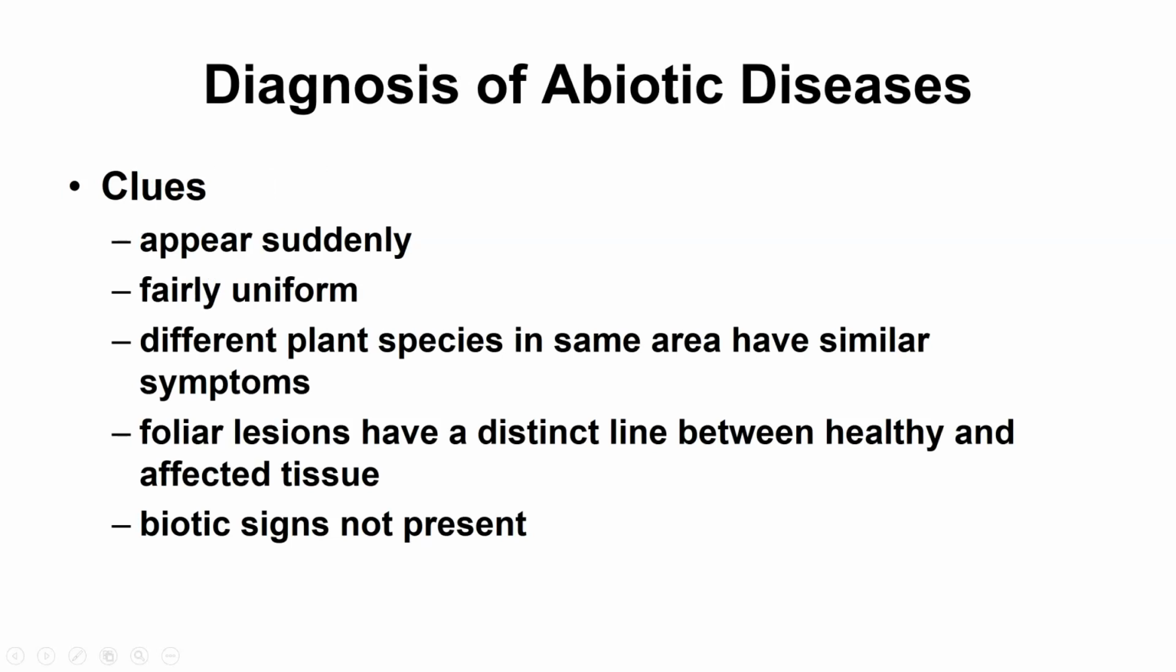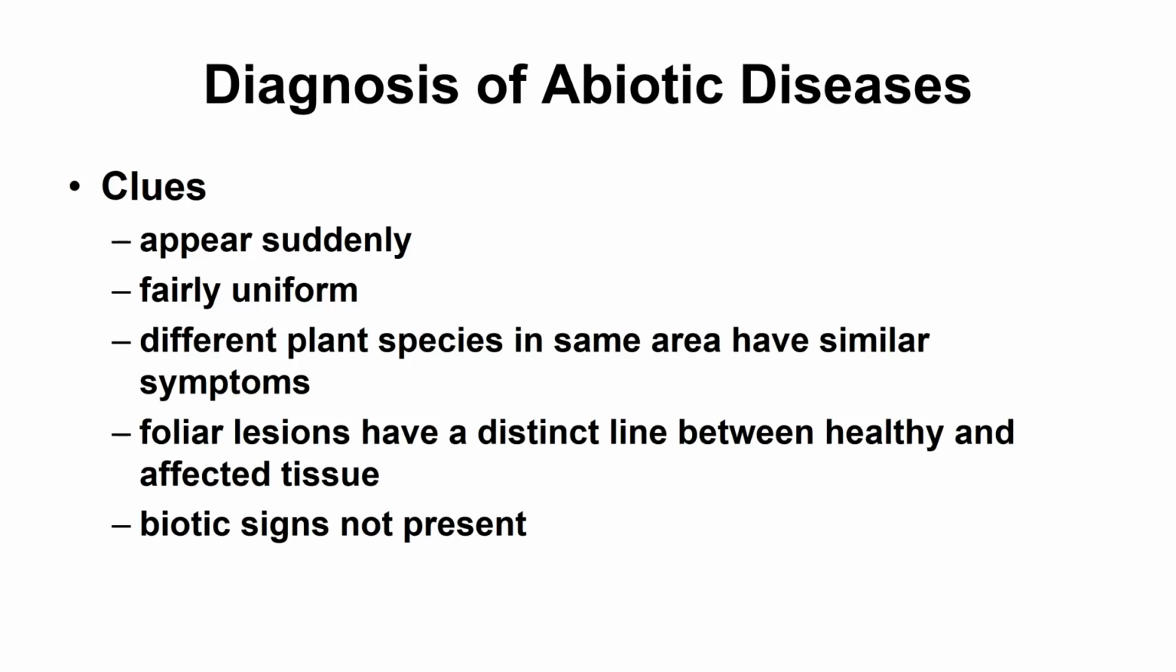Clues of abiotic diseases. Number one, it appears suddenly. These things come up real quick. It's fairly uniform. Nothing seems to be larger, nothing seems to be smaller. It's all kind of fairly uniform. Different species of plants in the same area with similar symptoms. This almost never occurs if you've got a biological sort of thing. Most biological organisms are not that spread out. If you've got different plant species in the same area and they've got similar symptoms, that's kind of diagnostic that you've got an abiotic disease.